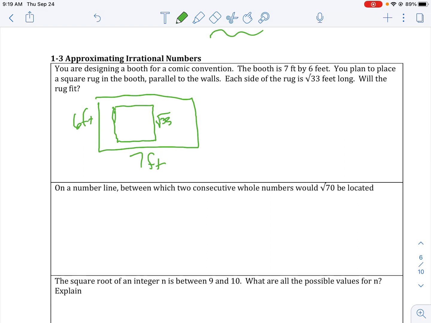But with the TI-30, to do a square root, you hit the second button in the top left, and then there's an X squared button right to the left of the 7, and then type 33 and hit equals. So the square root of 33 is approximately 5.7. So will the rug fit? If the rug is about 5.7 feet long and your shortest length is 6 feet, then yes, that rug will fit in the booth.